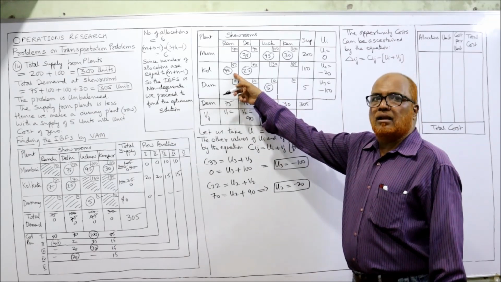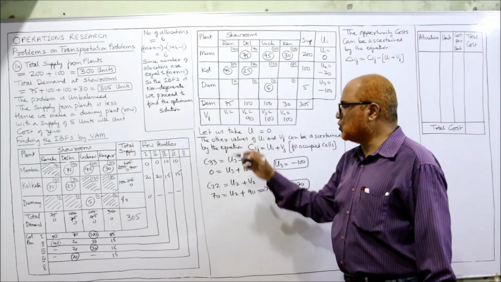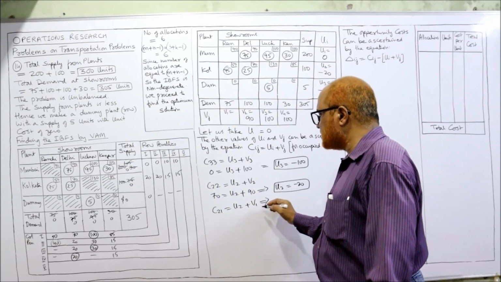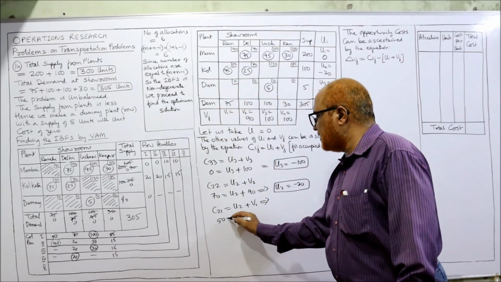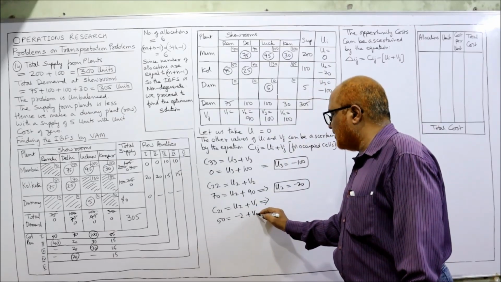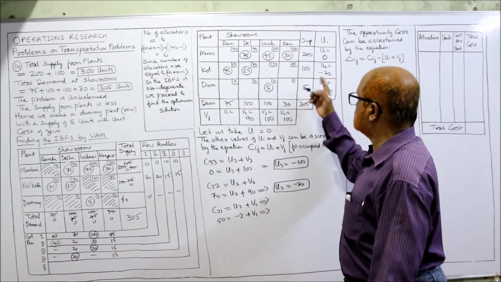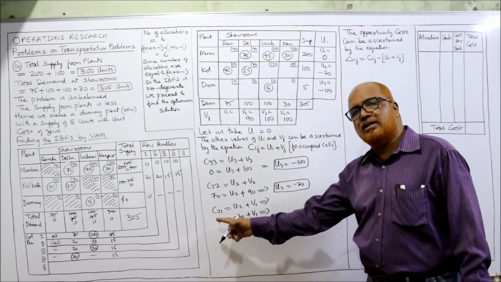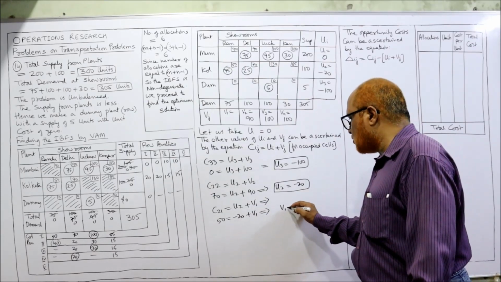Now we'll use this cell to find the value of V1. What is the location? 2, 1. C21 equals U2 plus V1. How much is C21 here? 50. So 50 equals U2, which we already got as minus 20, plus V1. Take this minus 20 to the LHS, so minus 20 will become plus 20. So 50 plus 20 is 70. So V1 is equal to 70.